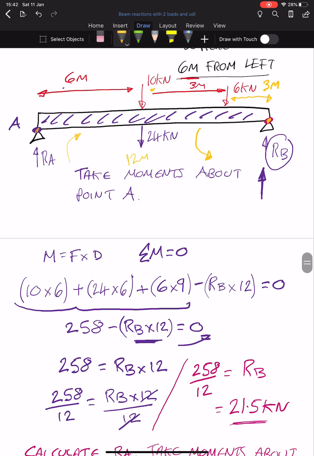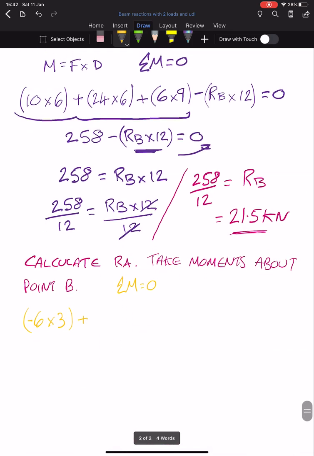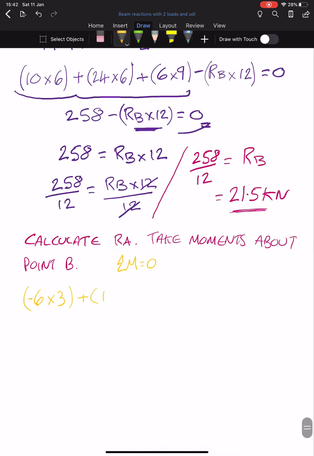The next one is going to be that 10. So it's going to be 10 kilonewtons times by 6. It's 6 meters away from there. It's going anti-clockwise, so I'm going to put a negative number. So 10 times by 6. Anti-clockwise, put a negative number in there.